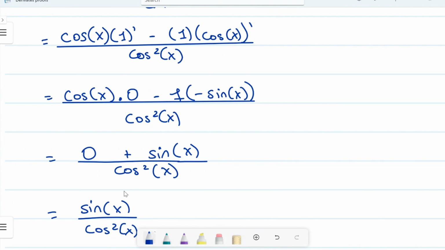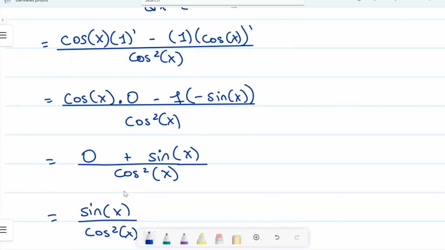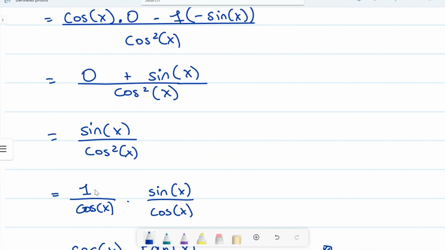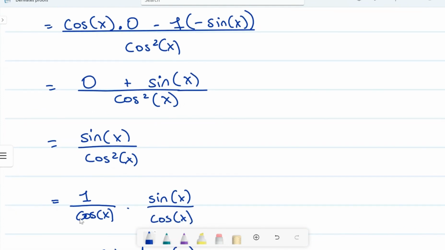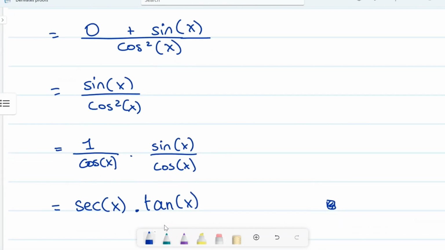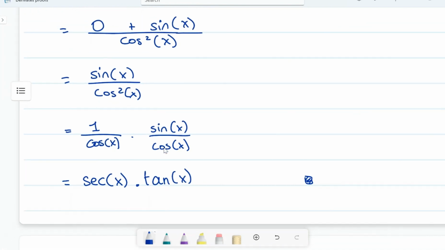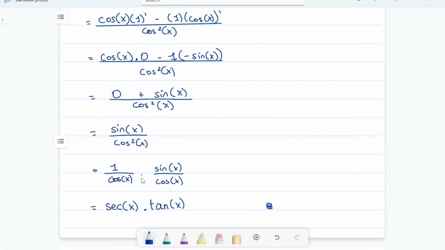This becomes sine of x divided by cos squared of x, and we can in fact rewrite this and split the fraction into two fractions that are multiplied. So we get 1 divided by cos of x times sine of x divided by cos of x. And if you are wondering why I did that, it is because now I can rewrite 1 divided by cos of x as secant of x, and sine divided by cos of x as tan of x.